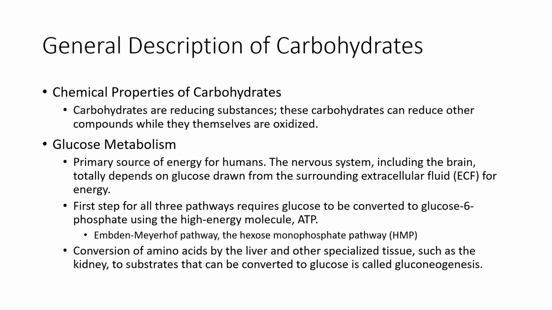Conversion of amino acids by the liver and other specialized tissue, such as the kidney, to substrates that can be converted to glucose is called gluconeogenesis. A lot of times when you have big words, I like to break them down into their parts. Gluco is referring to glucose, neo is referring to new, and genesis is the creation of something. So gluconeogenesis, the creation of new glucose from amino acids that can be converted.